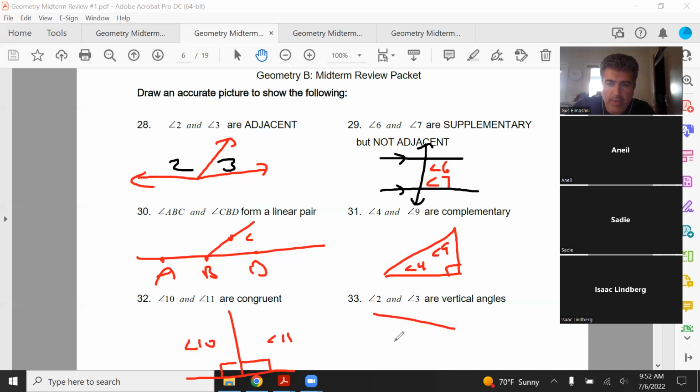Angles 2 and 3 are vertical angles. They could be directly opposite each other. That could be vertical angles. So just so you know how those look. I'm not going to ask a question like that, but just how those look, that's important. Hope that makes some sense there. Okay, let's keep on moving.